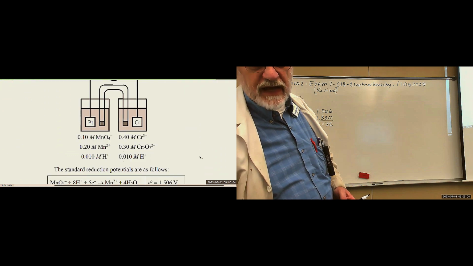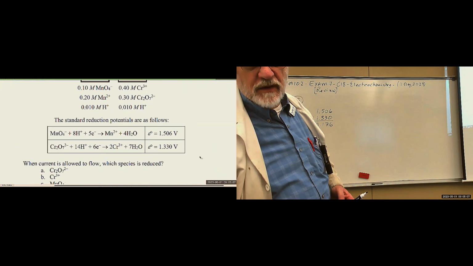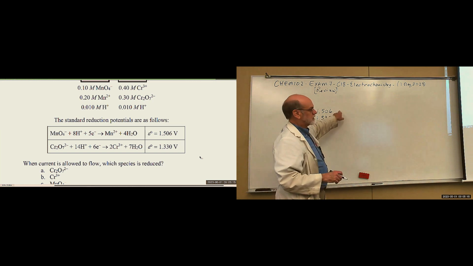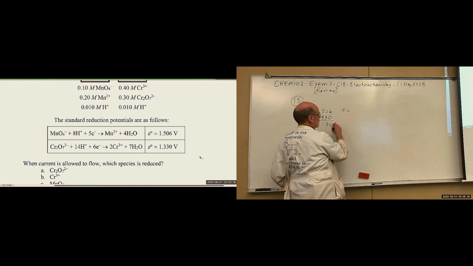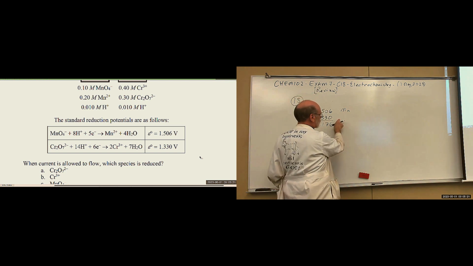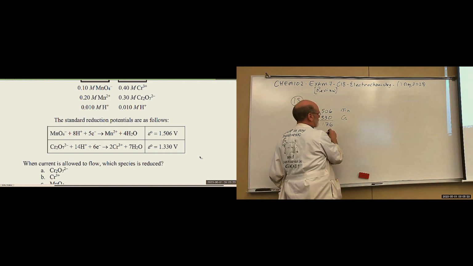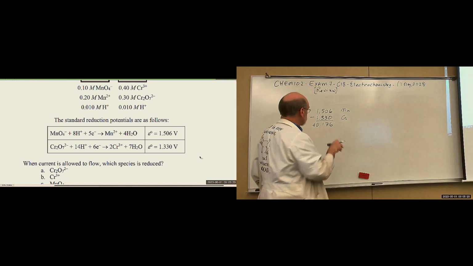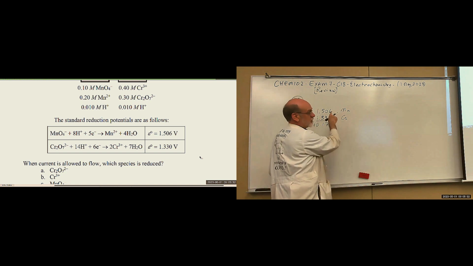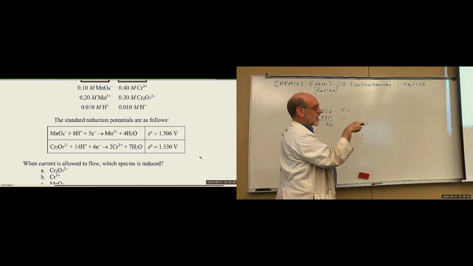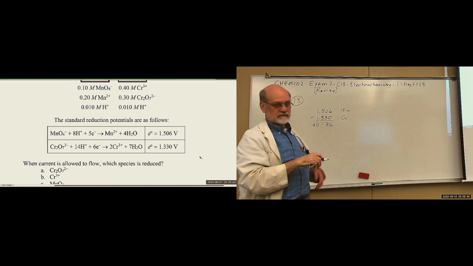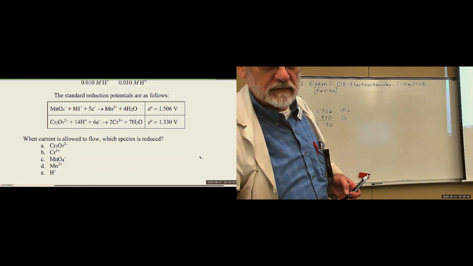Now 19 is going to ask us what? When current is allowed to flow, which species is reduced? Well, we determined that this one was the manganese step, right? And this one was the chromium step. So which species is going to be reduced? It's the one that stays the same as it was on top. The manganese in MnO4 minus will be reduced. Okay. MnO4 minus.